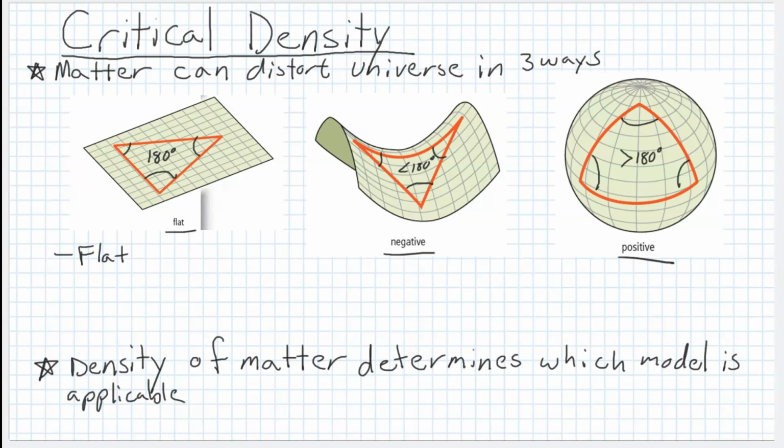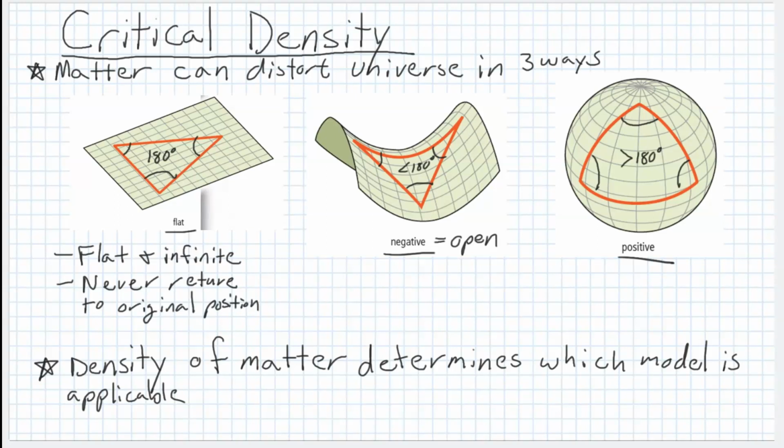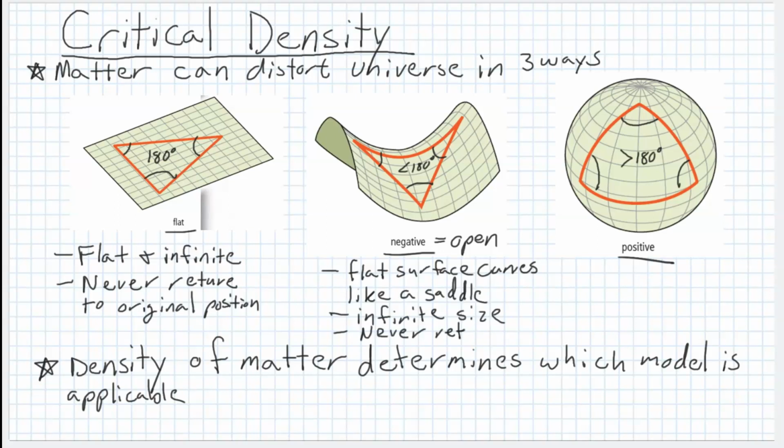If the universe has a flat shape, that flat shape will go on infinitely in all directions. And the matter in this universe would expand infinitely and never return to its original position. If the universe is negative, which is sometimes called an open universe, so if the universe has a negative curve, it's also called an open universe. The universe's surface is flat, but it curves like a saddle, which goes on infinitely in all directions. The matter in this shaped universe would also never return to its original position and continue to expand outwards.